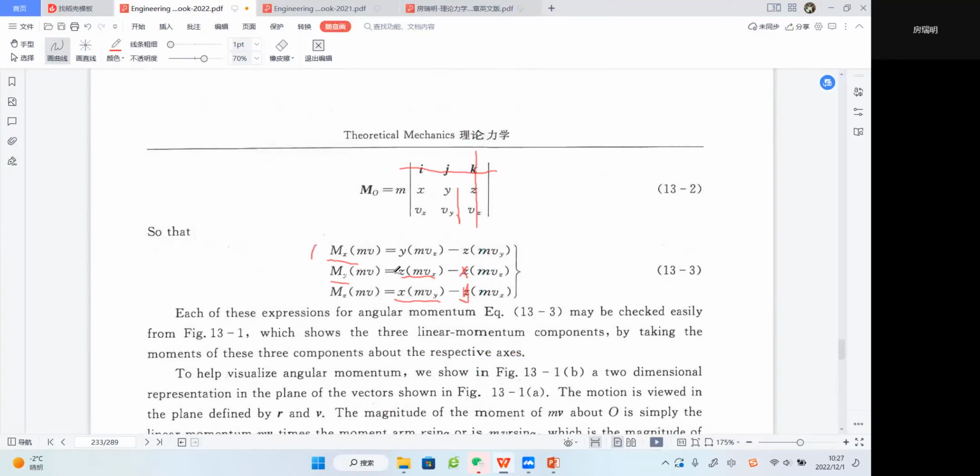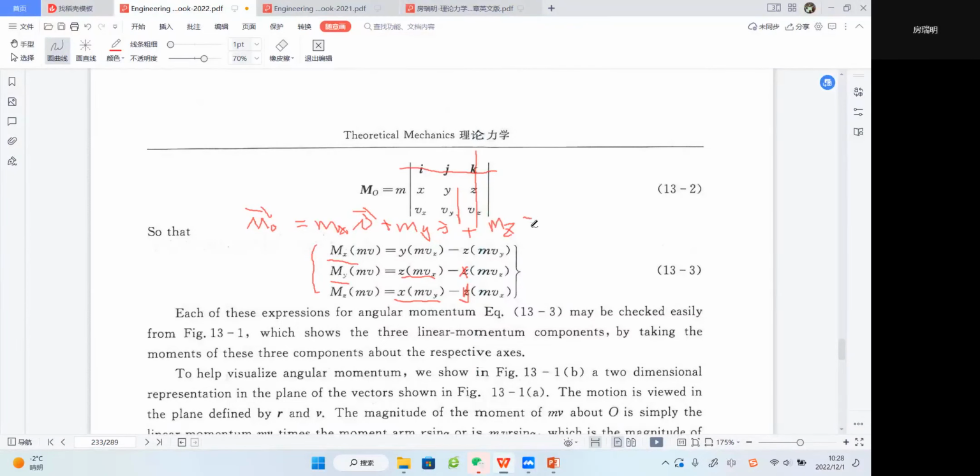We don't need to remember this, because any time we want a component, we can do this. So that is MO equal to MX i plus MY j. It's hard for me to write on the screen, so it's very ugly, but you should know what I'm trying to write.